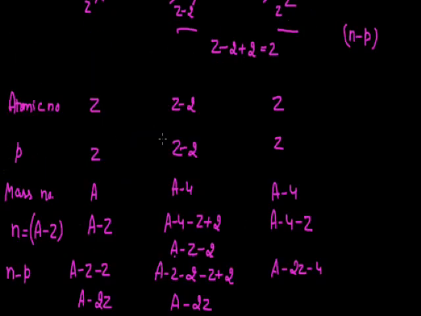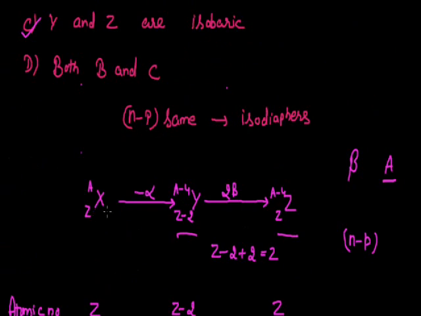Similarly, we can see that this X nuclei, when it goes for the emission of one alpha particle and two beta particles, the resultant nuclei formed is Z. The atomic number of this X and Z is the same, while the mass number of this X nuclei is A and the mass number of this Z nuclei is A minus 4. It means nuclei X and Z have the same atomic number but different mass number. And those nuclei which have the same atomic number and different mass number are termed isotopic nuclei.